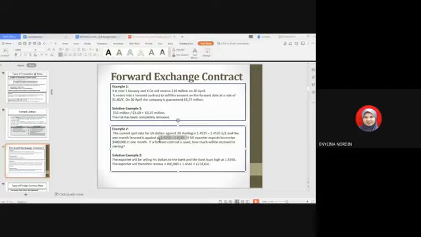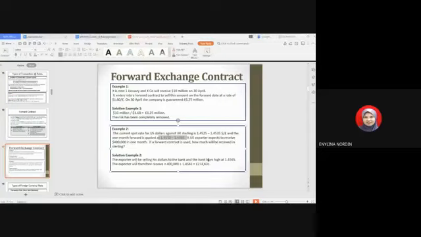Which one? This one, the one that I have highlighted here. If you are using this other one, this is wrong. This is the spot rate, the current rate, or the rate of one month ago. And here, the company is selling the dollar to the bank.